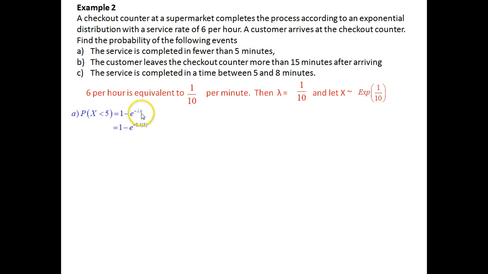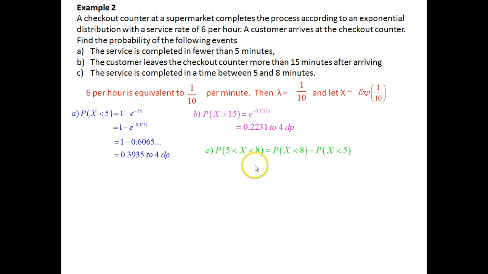Then lambda is 1/10. So our x is exponentially distributed with 0.1 again. We want less than 5 minutes, so it's 1 minus e to the minus 0.1 times 5, giving us 0.3935 eventually. B, more than 15 minutes after arriving, so more than is just e to the minus 0.1 times 15, and we get 0.2231 for more than 15.